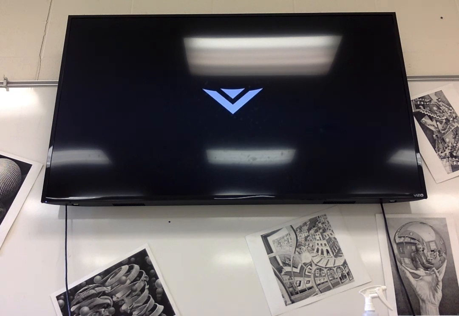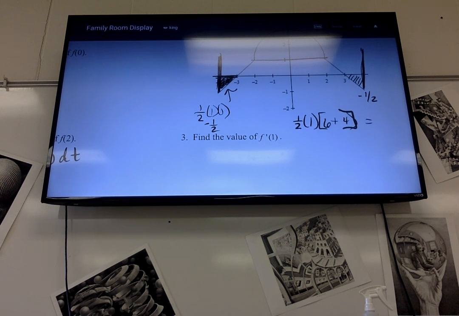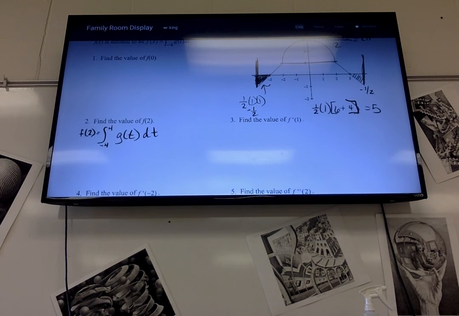Oh, you're doing both of them. I was doing them separately. Wait, why is it 1? Because that's how tall the trapezoid is. It's usually not turned this way. So then 6 plus 4 is 5, oops. The y is 1.